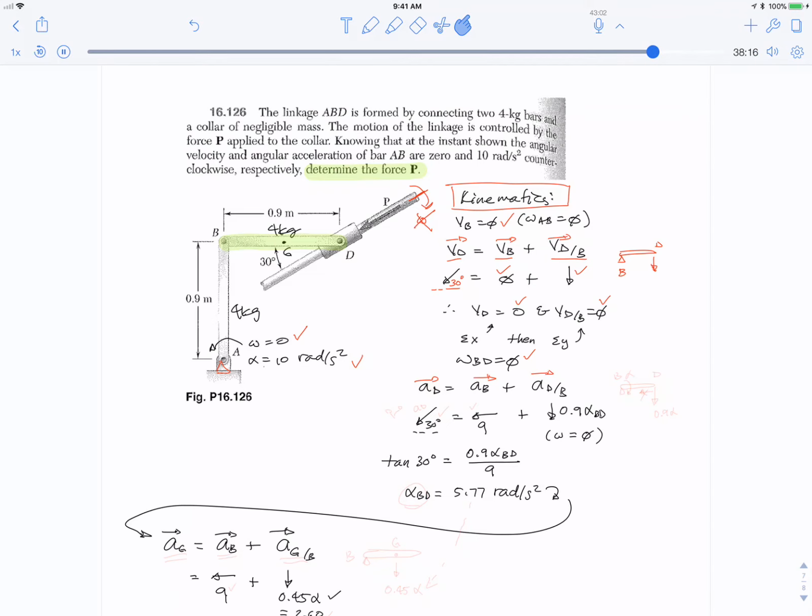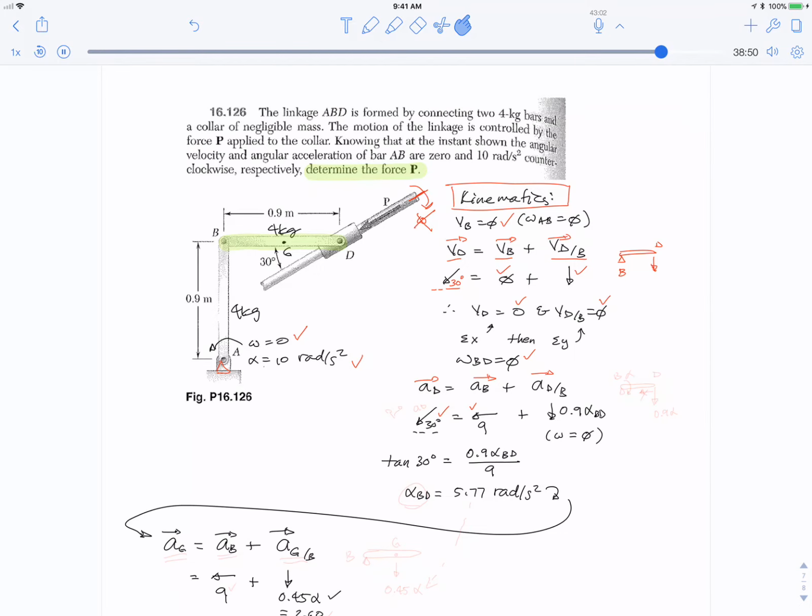So same thing. The acceleration of D is the acceleration of B plus D relative to B. Let's put in everything we know. That rod is not rotating, so the acceleration of D is going straight down that 30-degree rod. The acceleration of B is R alpha. R is 0.9, alpha is 10, so 9 meters per second squared to the left because alpha was counterclockwise. Normally there would be an R omega squared pointing from B to D, but omega is 0, so it's not there.